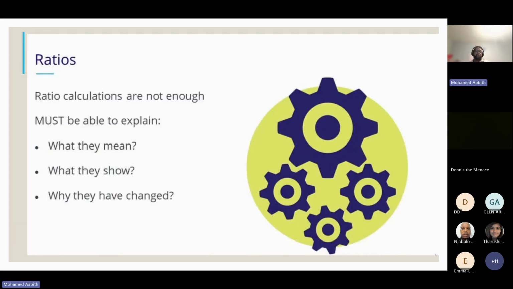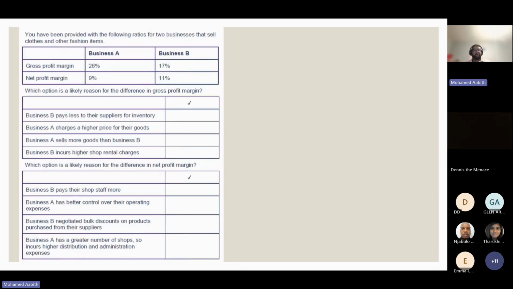And ratio calculations are not enough. You also must be able to explain what they mean, what they show, and why they have changed. It could be many reasons behind it. We will discuss that in some questions later on. For example, here is an exam style question. They have given us two businesses, business A and business B.